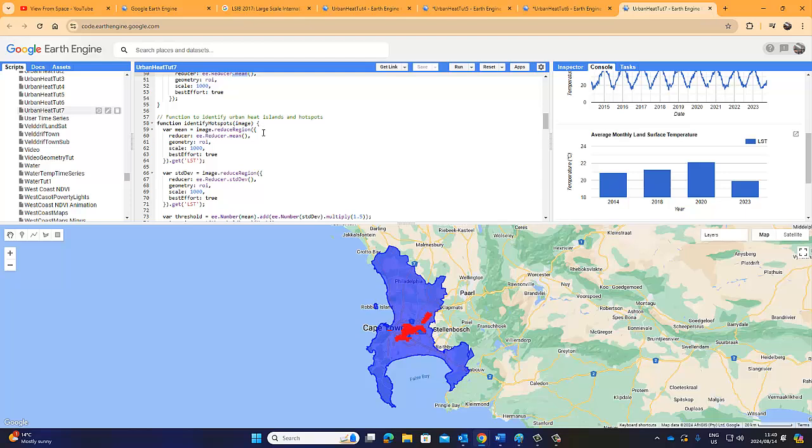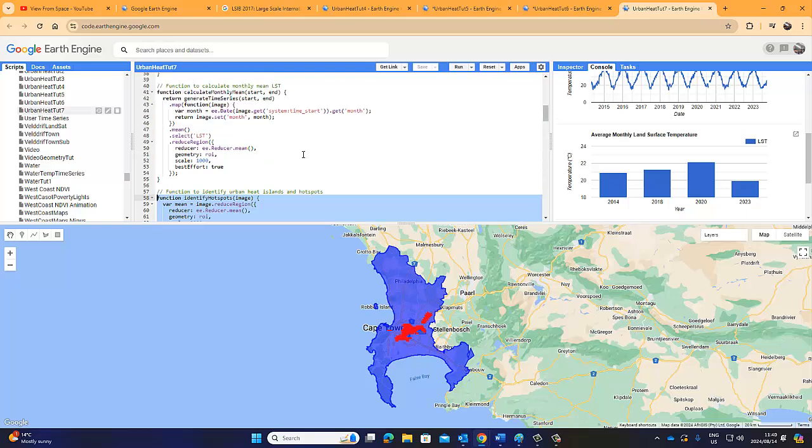Now we're going to create a function called urban hotspots. That's the function that we're creating now. We're taking a variable that we're going to create as our mean. We take our image and we reduce it to the mean. So now we get a mean image. That is not the mean value for the whole.